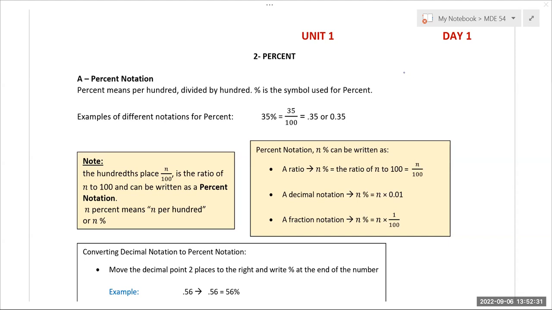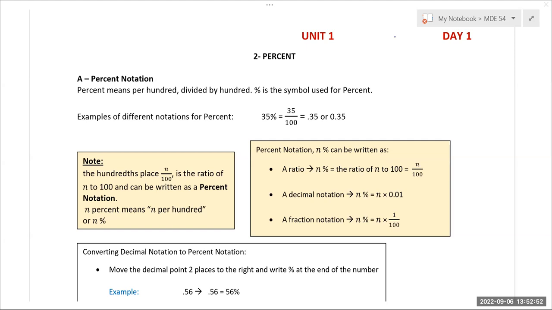Okay, here is the Unit 1, Day 1, Number 2 lecture. So this one is day 3 of those, or page 3 of those notes, and it's about percent notation.